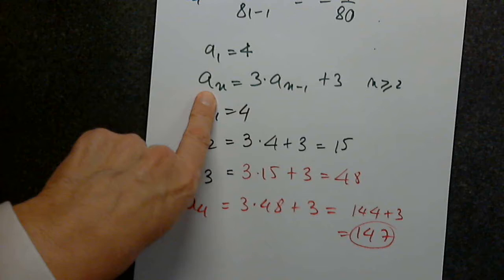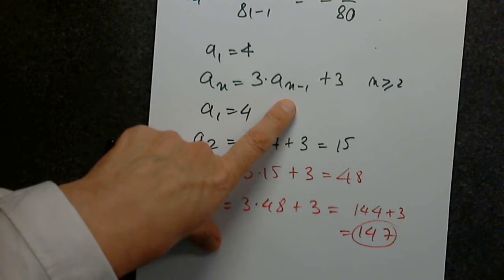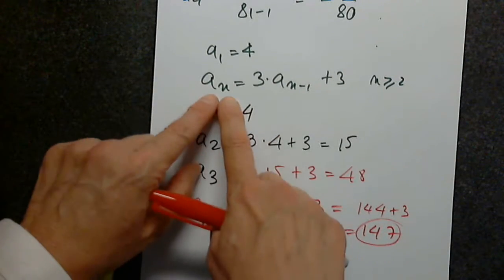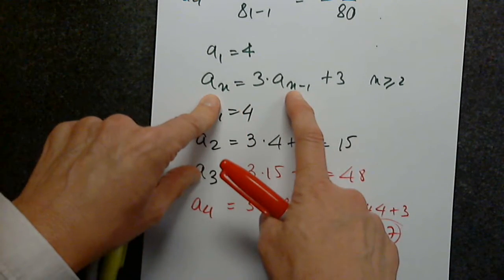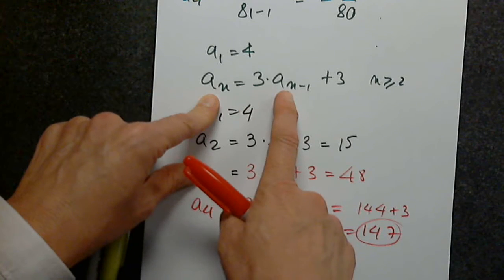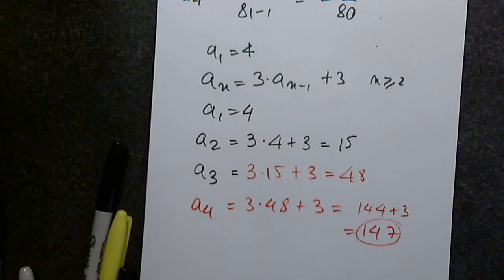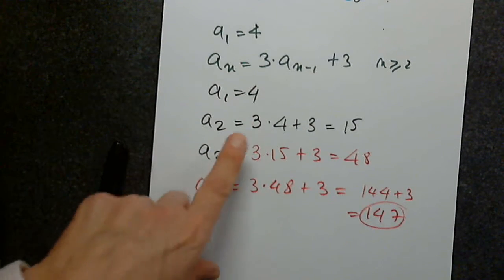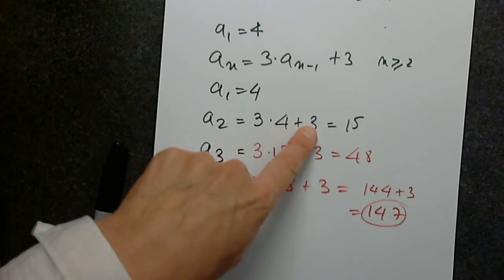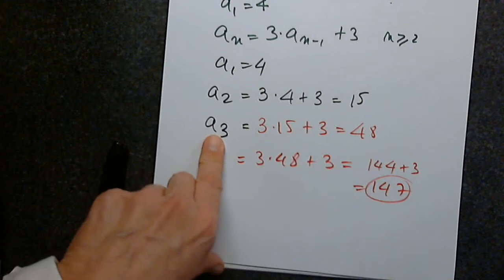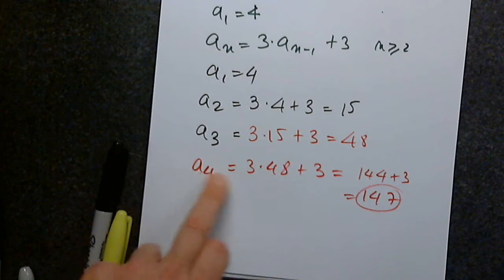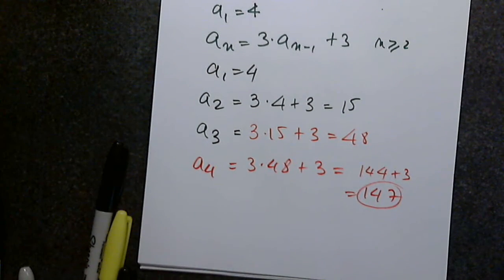Any term of the sequence is 3 multiplied by the previous one plus 3. That's what it means. If this is 10, this is 9. If this is 11, this is 10. So any term depends on the previous one. So if I am given a1, then I have to multiply 3 by the previous term plus 3. Then if I need to find a3, I have to multiply 3 by the previous term plus 3. And for a4, 3 multiplied by the previous term plus 3. Is that better? Yes. Perfect.